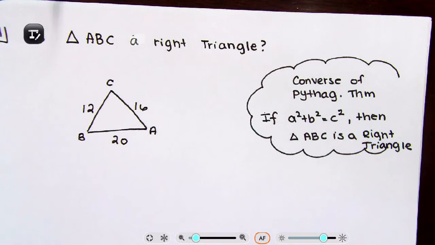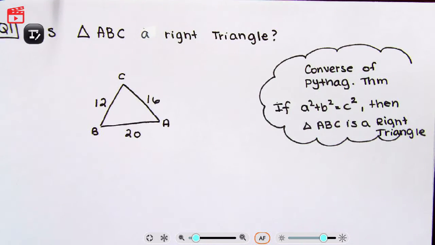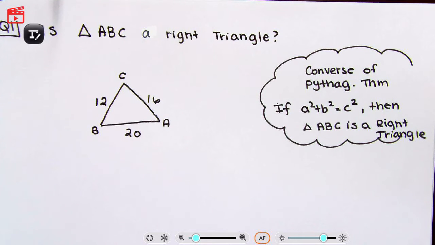Is triangle ABC a right triangle? So this is the converse of the Pythagorean theorem that I thought the other one was, but this is the actual converse of the Pythagorean theorem. The converse of the Pythagorean theorem states, if you have a squared plus b squared equals c squared, then that means you have a right triangle. So we don't know if this ABC triangle is a right triangle. It could be, could not be, but we have to check. So the way to check is just do the original a squared plus b squared equals c squared.